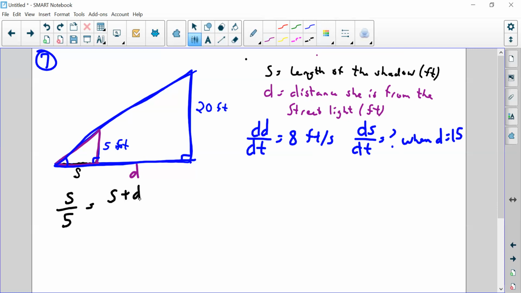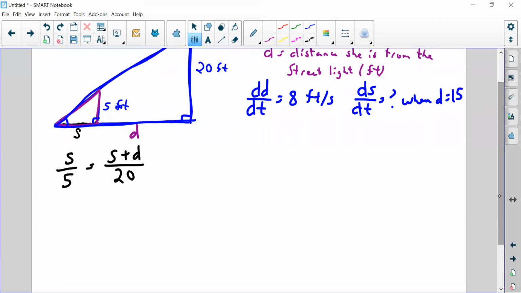S plus D. Do not substitute in the 15 until after differentiating, because this is when the derivative equals that. So you cannot substitute in until after you differentiate. That's the key. That's one of the very common errors that's made. So you want to make sure that you get that straight. So we cannot ever substitute that special case until after we differentiate. Over 20 is the height that we're looking at.